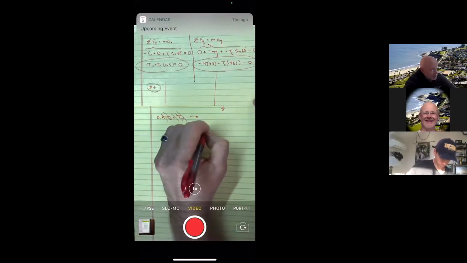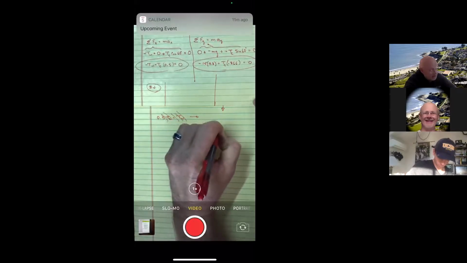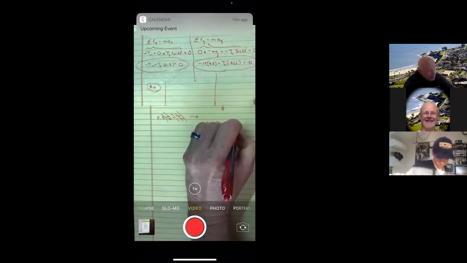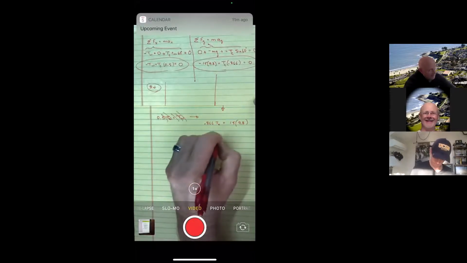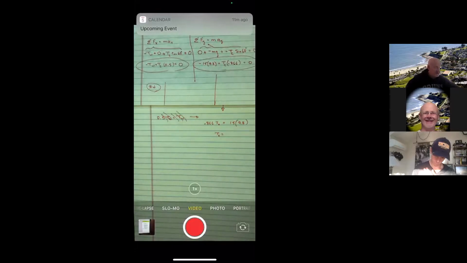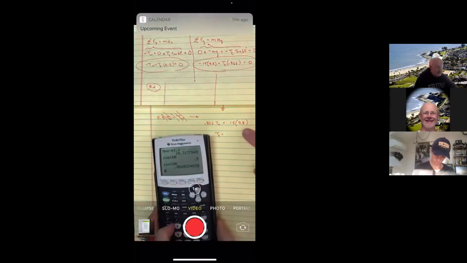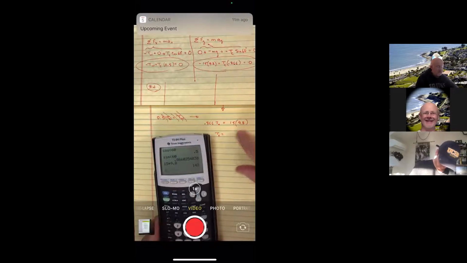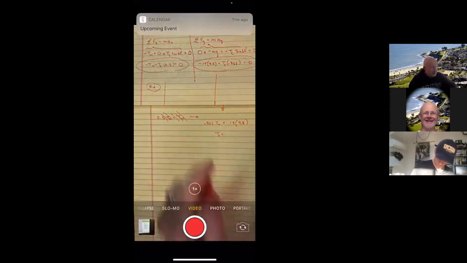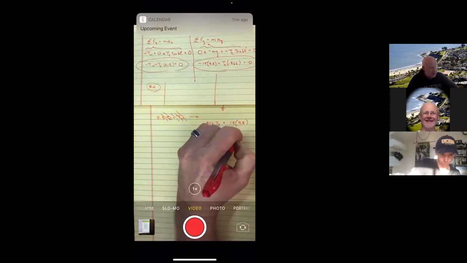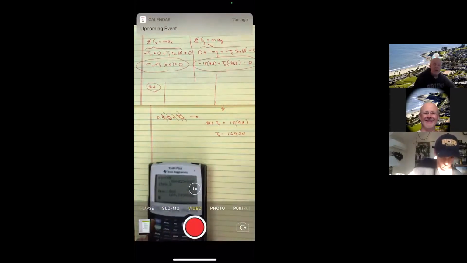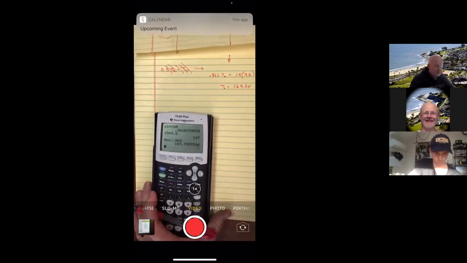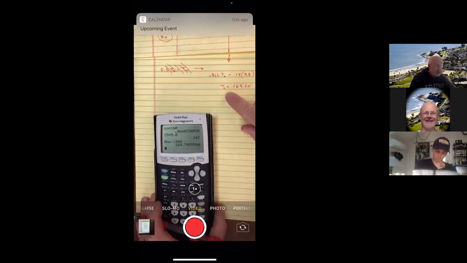All right. So let me solve it. So 0.866 TC equals, and when I move it to the other side, I get a positive 15. So let me go ahead and go 15 times 9.8. So that's 147. And then let me divide that by 0.866 and come up with 169.7 newtons for TC.